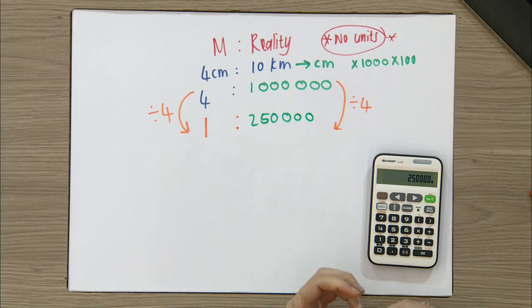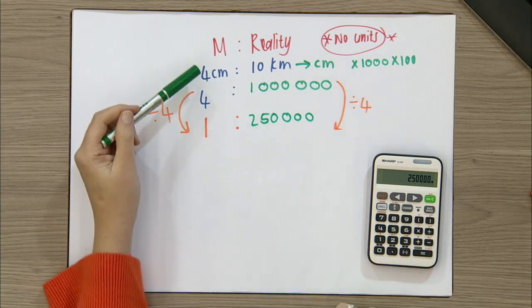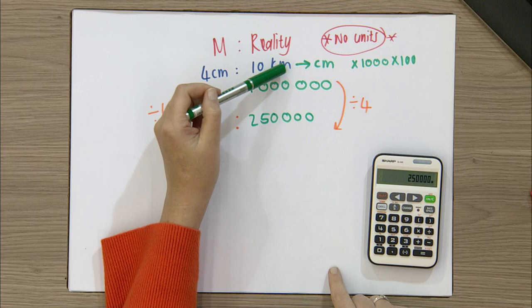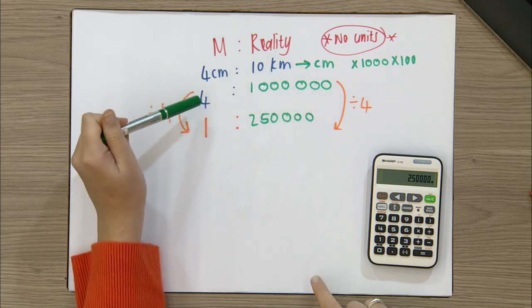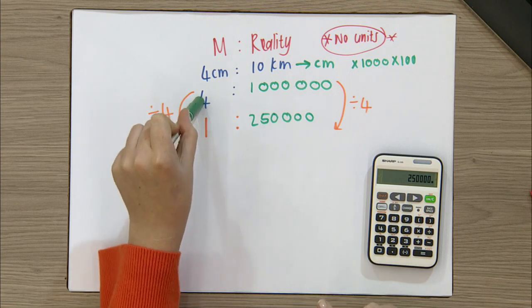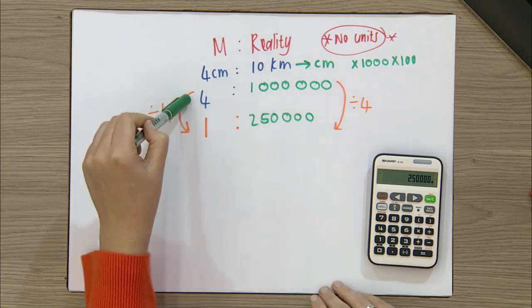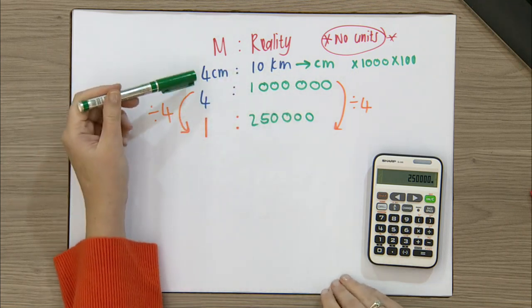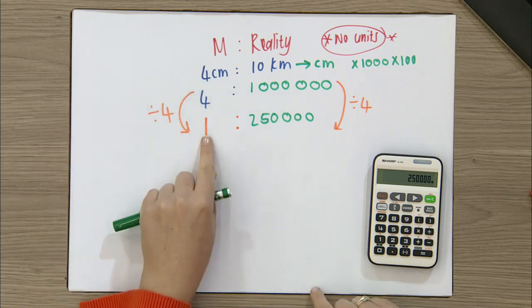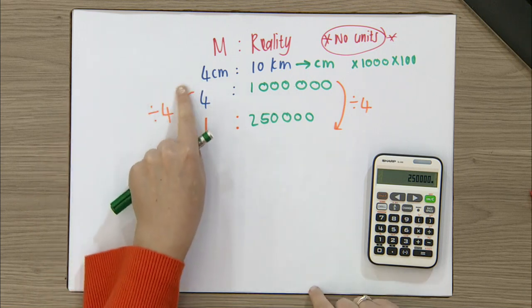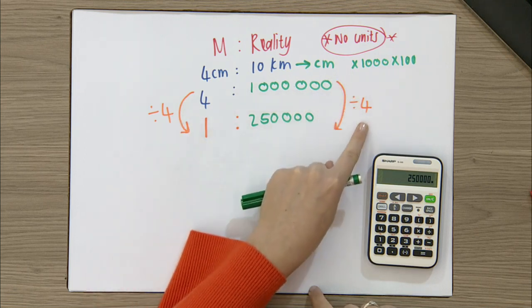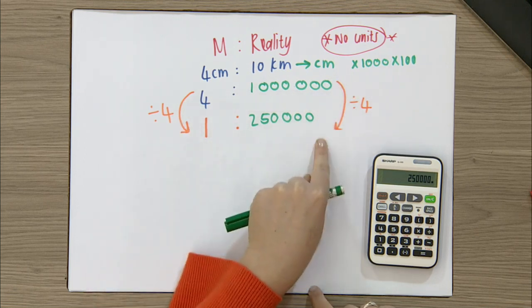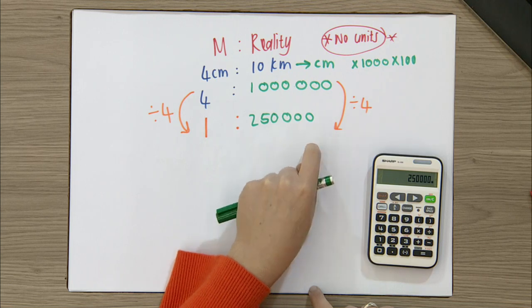250,000. So now I have taken what was given, I wrote it in the right order, I converted it to the same unit. If you wanted to convert it to millimeters, you could have done that, or meters, you could have done that too. Then I made sure to write it as a unit ratio by dividing this number by itself and also this number by the same number. And now I have my scale.